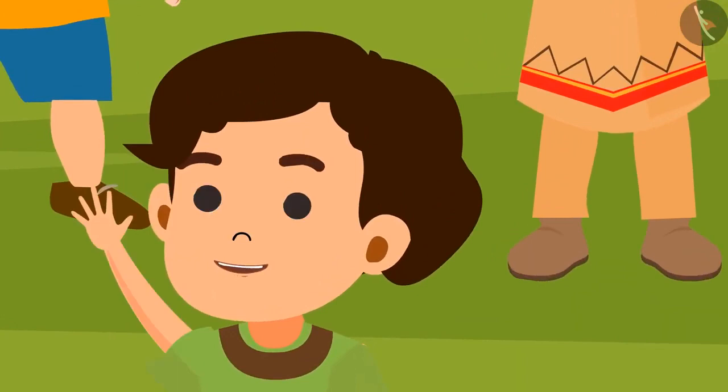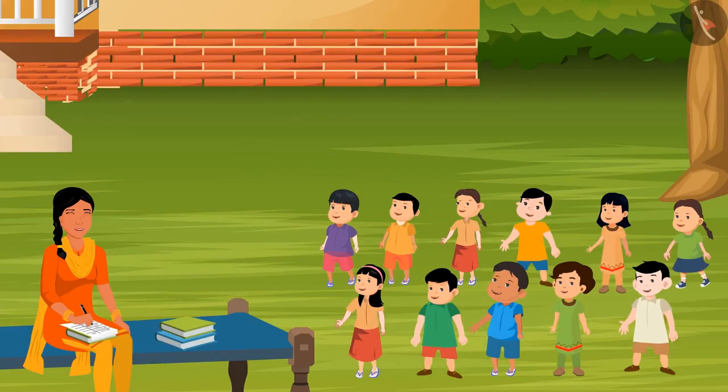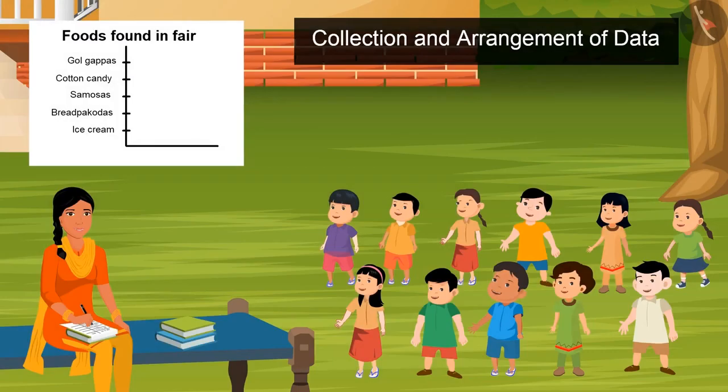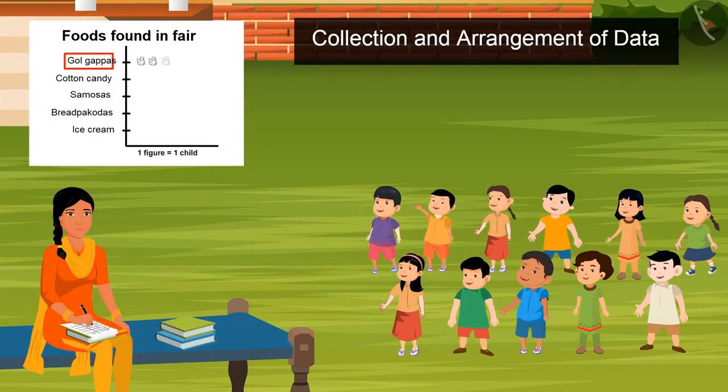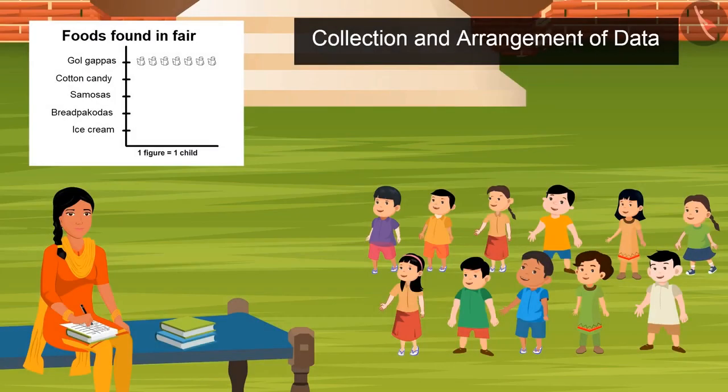Sister, let's discuss one more example based on data collection and arrangement. We'll also get late while playing there. So let's collect some data related to foods. Now tell me, who all wants to enjoy Golgappe? 1, 2, 3, 4, 5, 6 and 7. Who all wants to eat cotton candy? 1, 2, 3, 4 and 5.